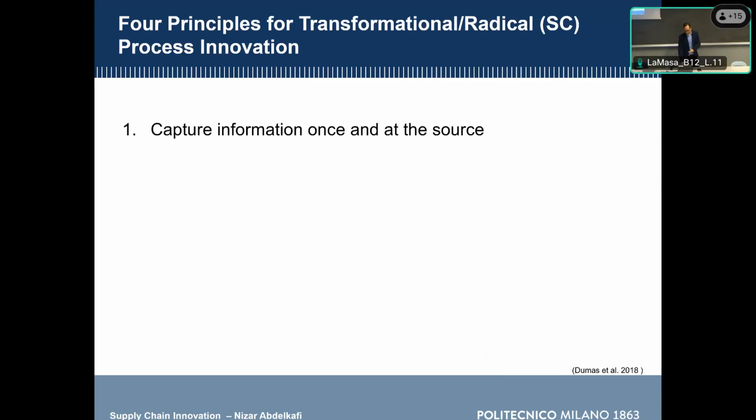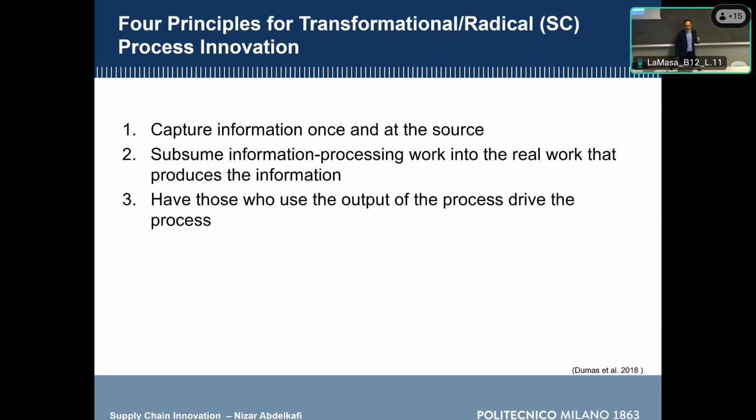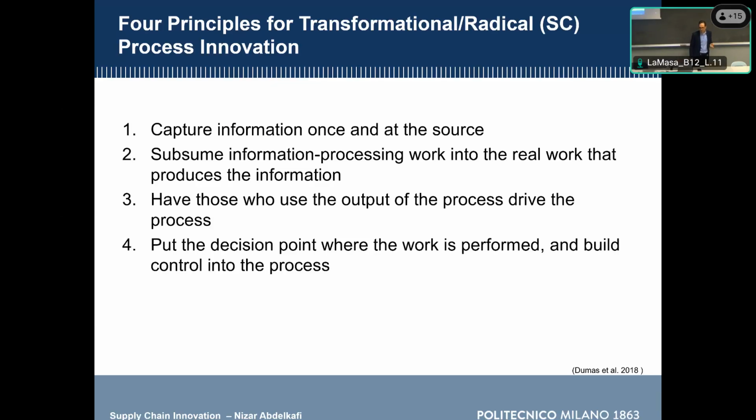The second one, I will go through them quickly, but we will detail them afterwards one by one. Subsume information processing into the real work that produces the information. Third, have those who use the output of the process drive the process. And fourth, put the decision point where the work is performed and build control into the process. So these are four principles for the redesign of supply chain processes. Yeah, it is actually for a structural redesign.